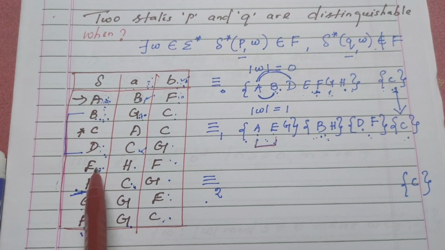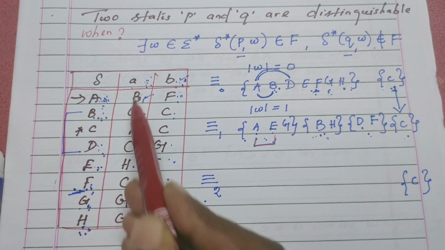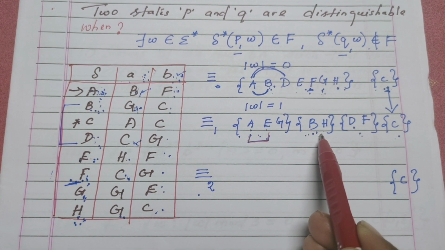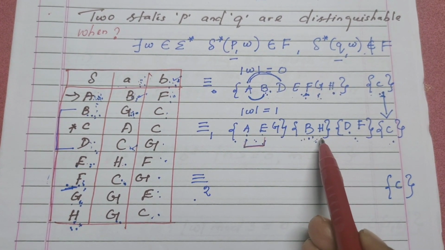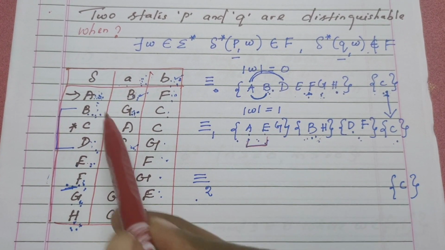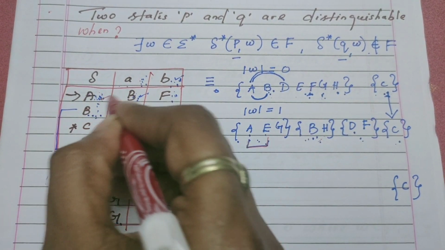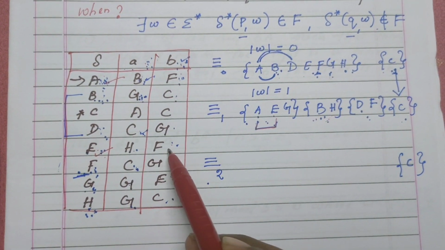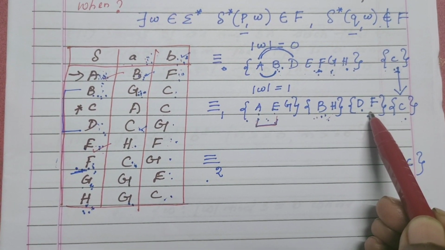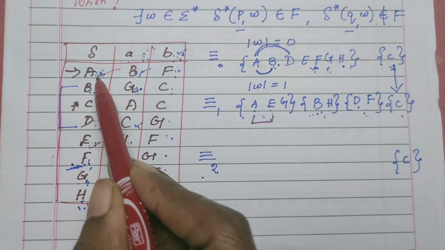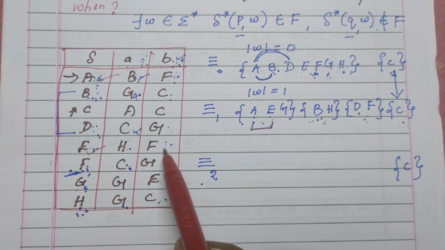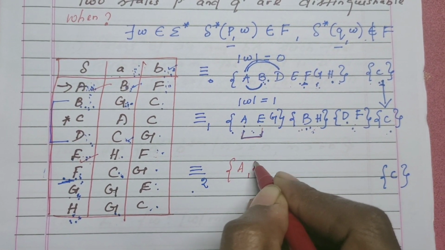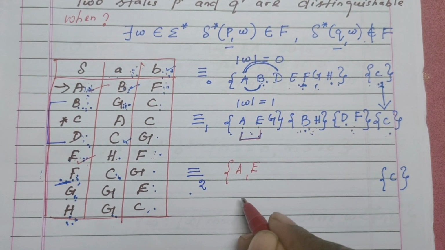A and E, on reading A, it goes to B and H. Yes, B and H are present in the same set. So on reading A, it enters into the same set. Okay. Now consider A and E. On reading B, what happens? It goes to F. Of course, F belongs to another set. Anyhow, after reading B, both the states end up in the same state. So A and E are identified as indistinguishable even at this step.